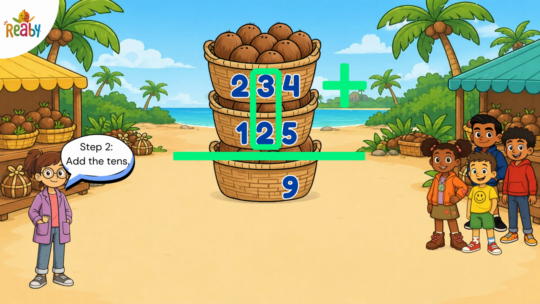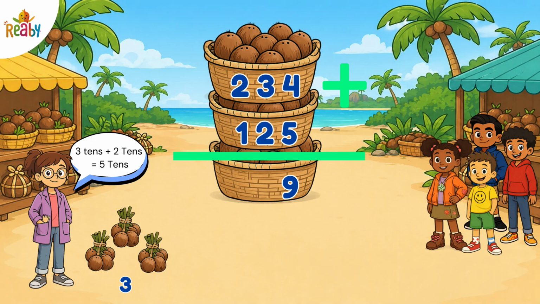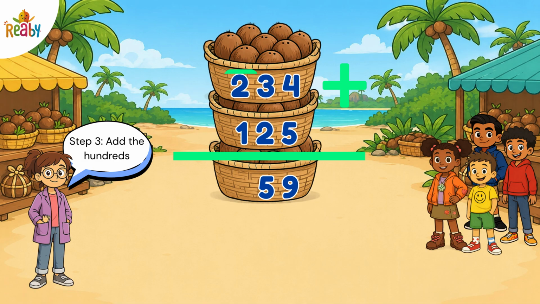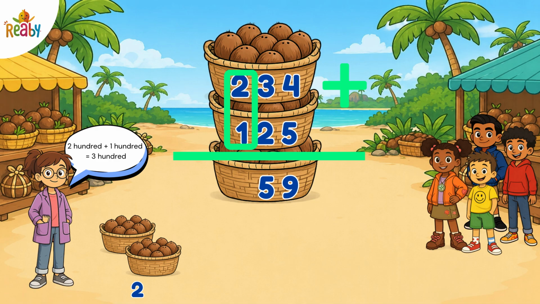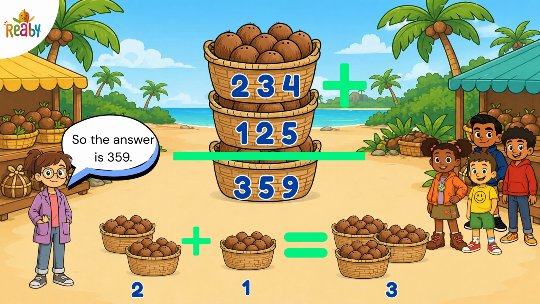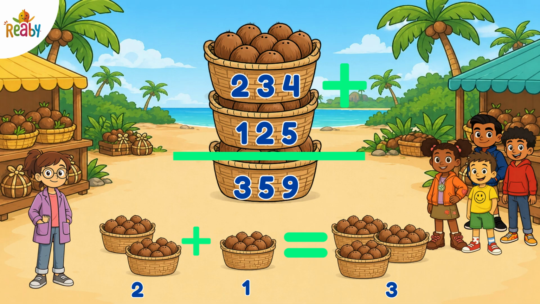Step 2, add the tens. 3 tens plus 2 tens equals 5 tens. Step 3, add the hundreds. 200 plus 100 equals 300. So the answer is 359.